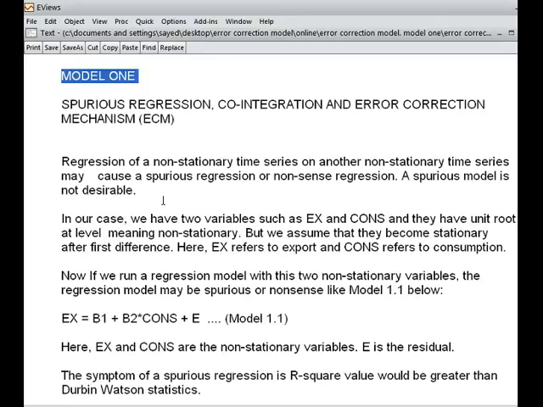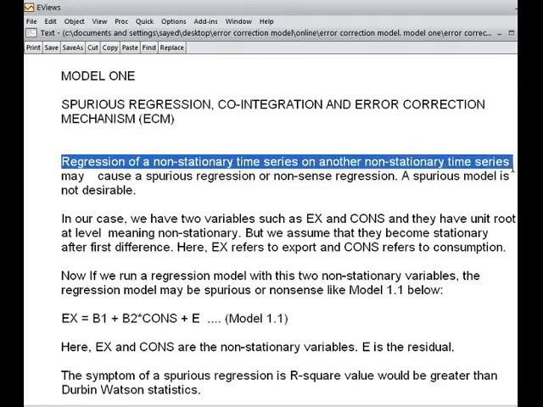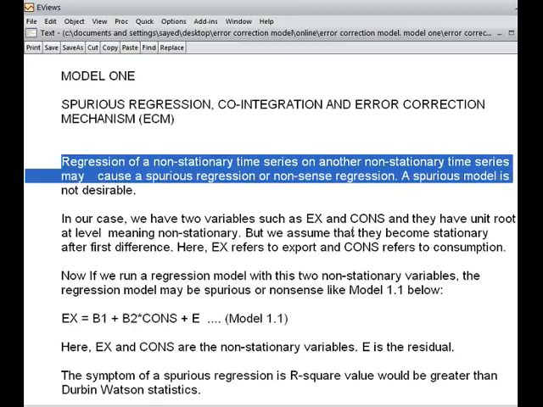Okay, before talking it, we first talk about some theory. What is the theory? Regression of a non-stationary time series. Regression of a non-stationary time series on another non-stationary time series may cause spurious regression or nonsense regression. A spurious model is not desirable all the time.